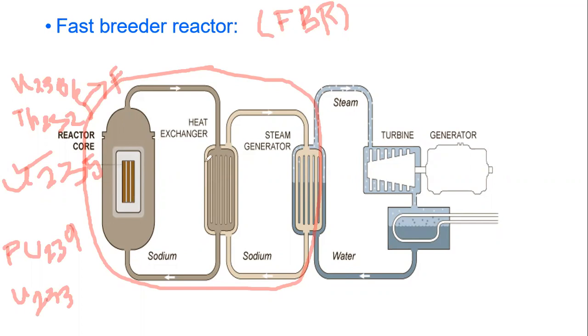The reactor core is cooled by liquid metal. In the BWR and PWR, we are using water as the coolant, but in the case of the FBR, we are using sodium as the coolant.